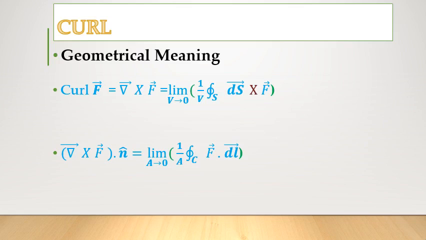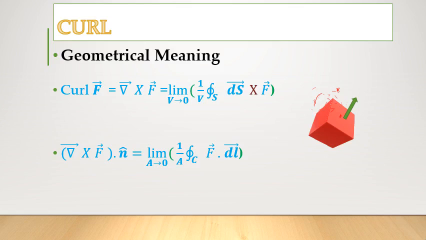How to define curl independent of coordinates? See, whenever you have a vector field defined over this region, you consider the point where you want to calculate the curl. At that point, you consider a surface, for example, a small cube. If you want to compute here, then you consider a small cube, and there you have a normal to this surface.